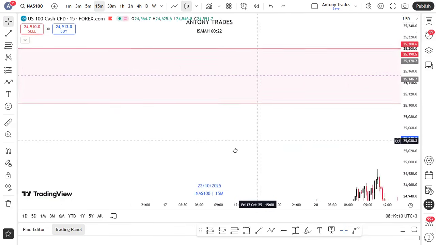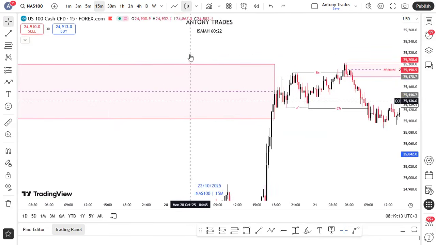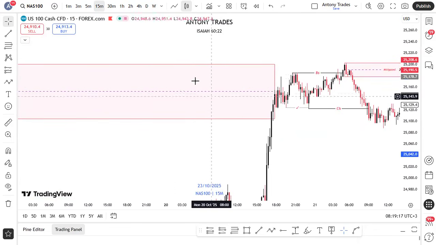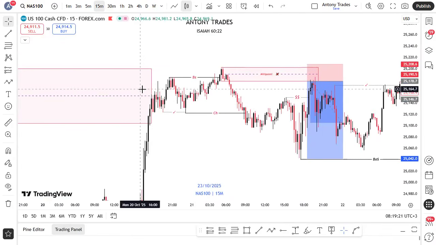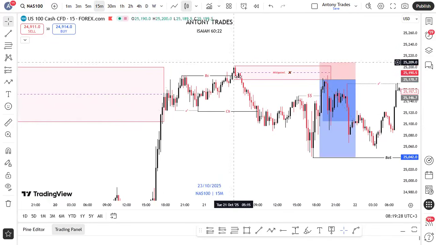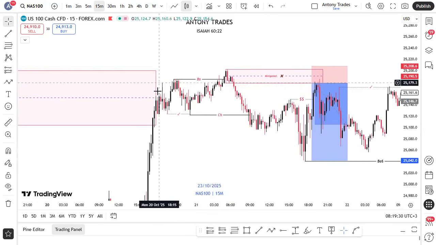Market came to this point of interest. This is my order block from the higher time frame. That is, I think it was from 4 hour or 1 hour time frame. Now, as always, I was waiting for a confirmation here for me to take a sell. Then this is what I saw.